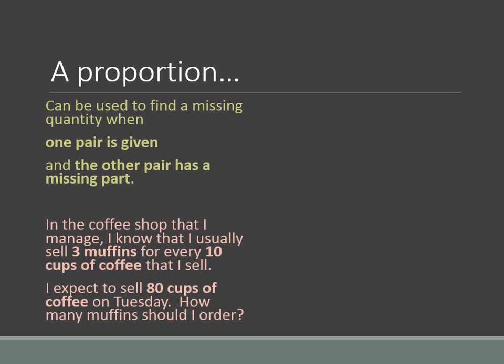So first, let's start by setting up a proportion. You see I have an empty proportion on the screen, and I actually recommend to students that they do that, because it's like making a little worksheet for themselves, and then they can fill in the pairs. So maybe one of your students would say, okay, I see a pair: 3 muffins goes with 10 cups of coffee. That's a pair that's given. And then the other pair is going to have a missing part. The number of muffins is the missing part, to go with the 80 cups of coffee.